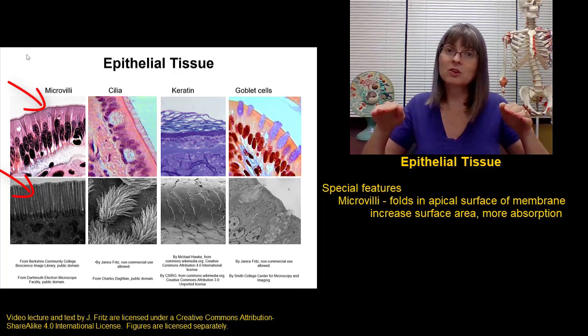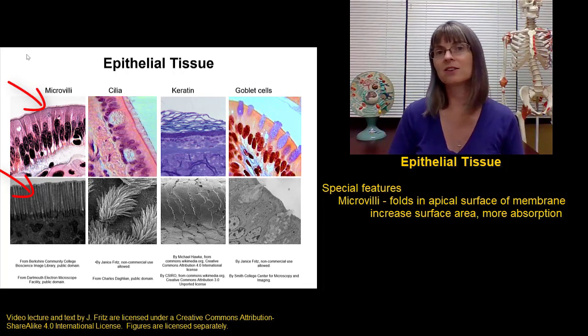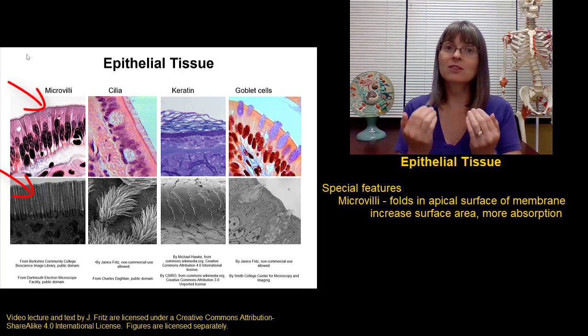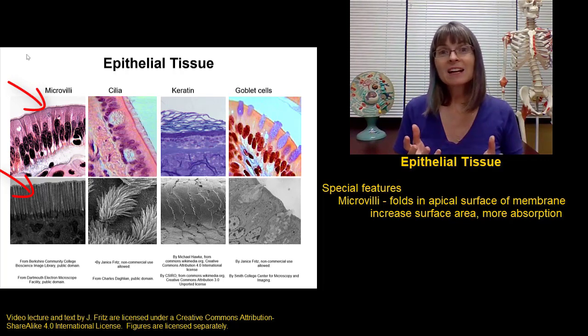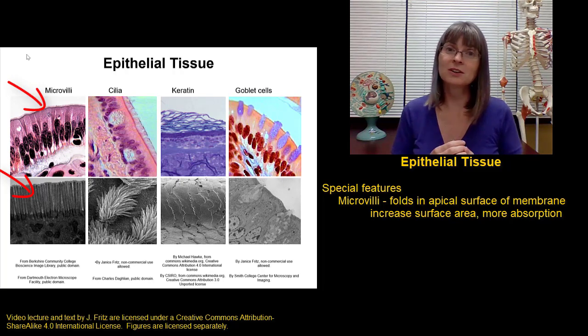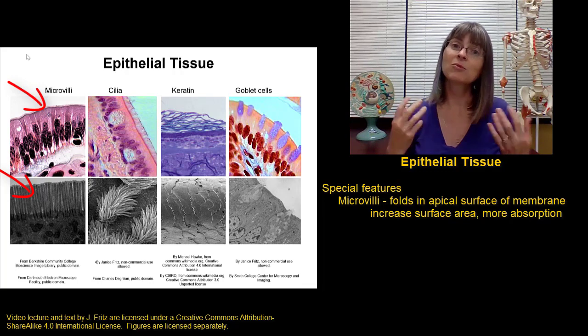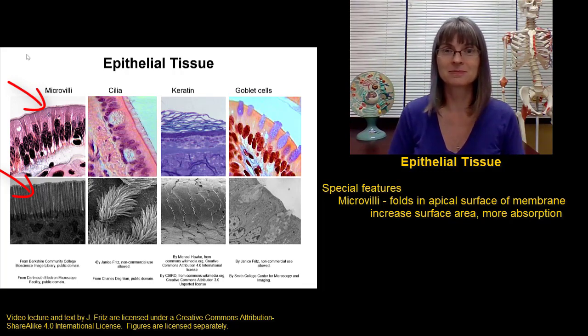When we take something that could be flat and instead put in a lot of folds, that really increases the surface area. And that's the function of microvilli. They increase the surface area of those epithelial cells. That allows for better exchange of materials in and out of those cells. We can get better absorption and secretion if we've got a lot of microvilli increasing the surface area.